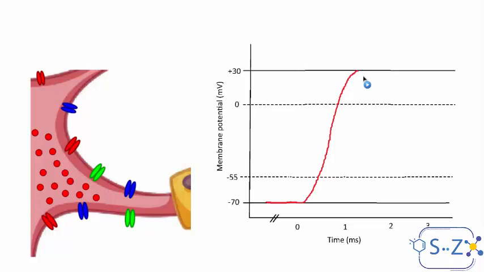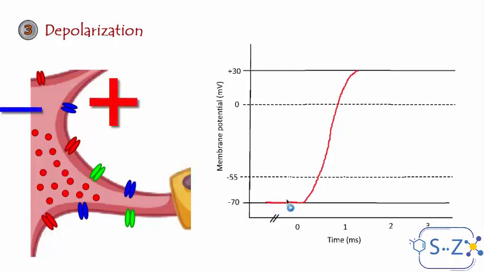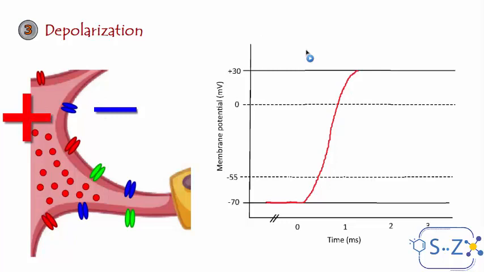In this case, we call this phase depolarization. Why do we call it depolarization? It's called depolarization because the cell is no longer polar. At the beginning, it was negative on the inside and positive on the outside, so it was polar. Now we switched the charge. Now it's positive on the inside and negative on the outside, so it is depolarized. The potential difference now is plus 30 millivolts. It reaches this peak, which is plus 30 millivolts.